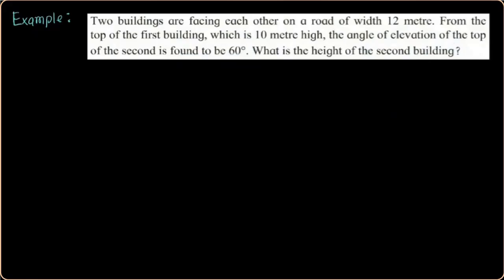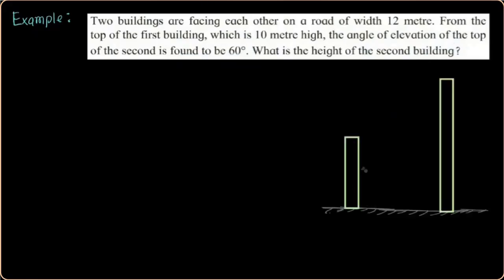Okay, so let me show you the entire condition. So you can see here we have got two buildings. This is the first building, this is the second building, you can say. So two buildings are facing each other on the road of width 12 meters. So the distance between these two buildings, if I say, this is going to be 12 meters. Okay, from the top of the first building, which is 10 meter high, the angle of elevation of the top of the second building, so this is the top of the second building, we can say. So from the first building, the top of the second building is making some angle of elevation.